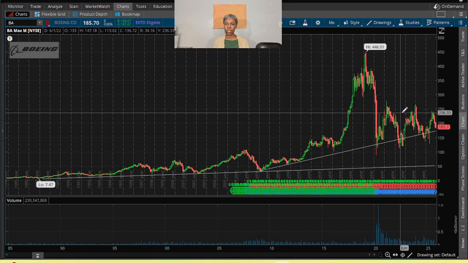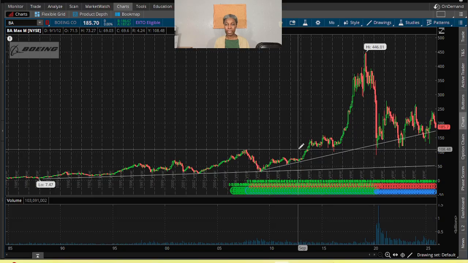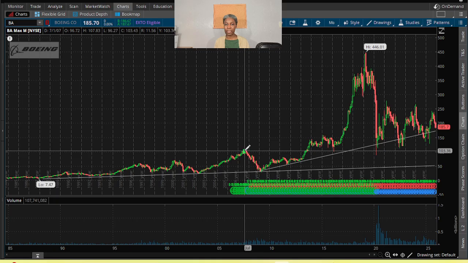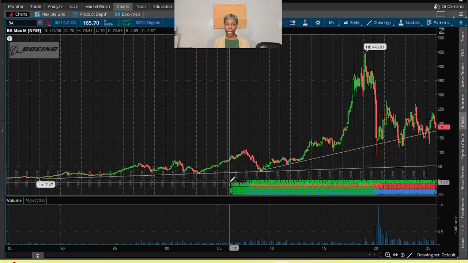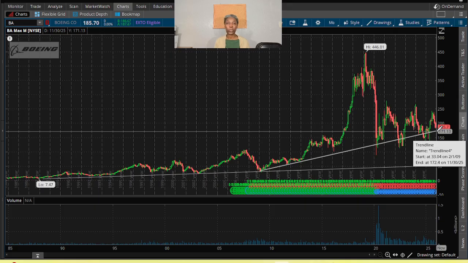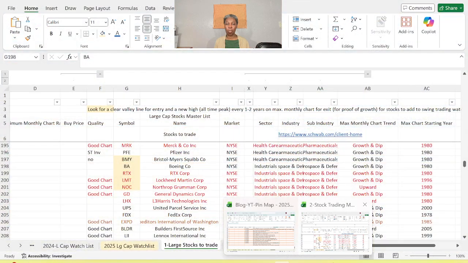So it does not give us a clean exit point. For that reason, I don't want to add it to my watch list. It is a stable company in some way. Let's see here, it took that many years before it even exceeded this peak. So yeah, we have a good valley line, but we do not have a good exit point. When we buy it, we won't know where to sell it. For that reason, we are not going to add it to our watch list.